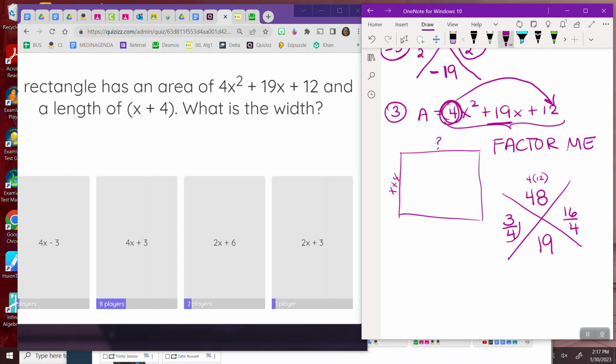All right, 3 over 4 is not going to reduce. So that's just going to stay as x plus 3 over 4. But 16 over 4 is going to reduce and it's going to become 4. So then this will be x plus 4. So this is the x plus 4 that they mentioned. And the other one is 4x plus 3. And so that would be this one right here, 4x plus 3.